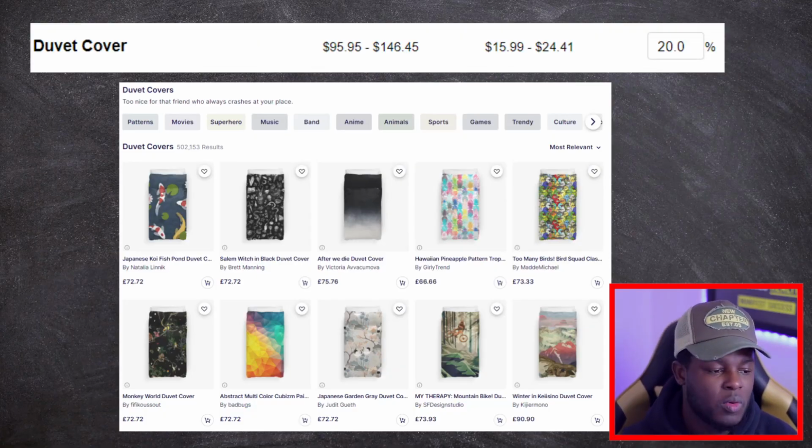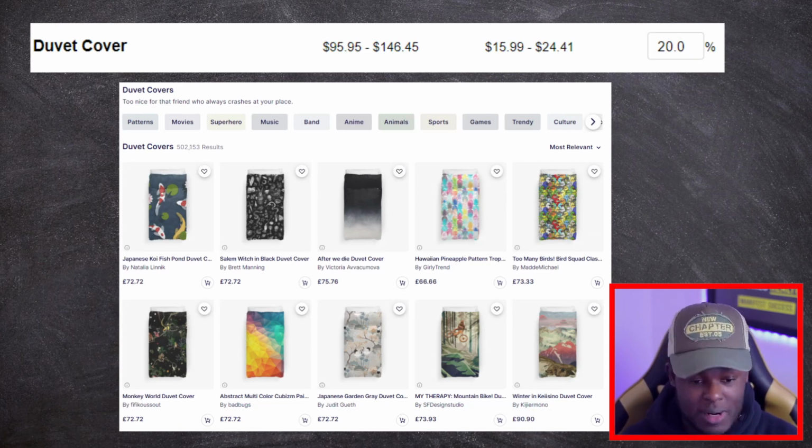Now, starting us off, we have duvet covers. The base profit margins for these are between $15.99 to $24.41. So as you can see, the profit margins on these are crazy, and if you're just selling them from the base margins, you can obviously make quite a lot in profit.